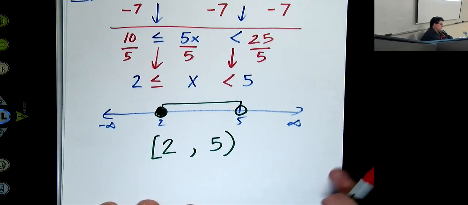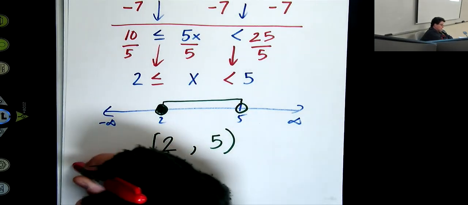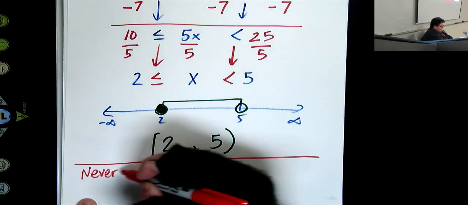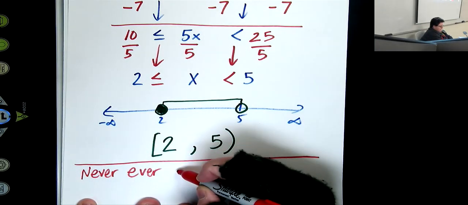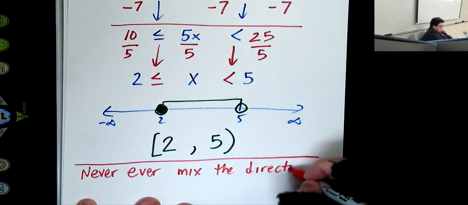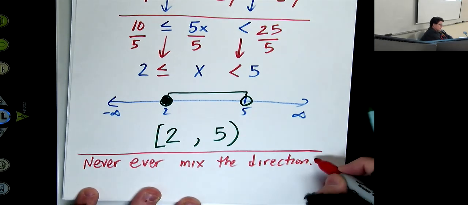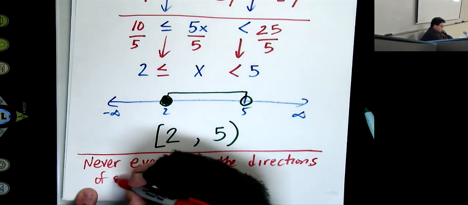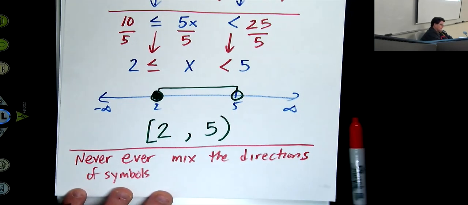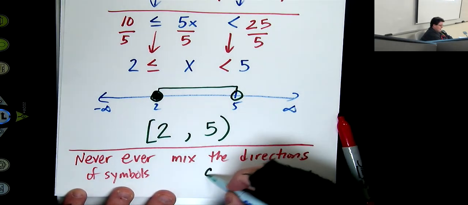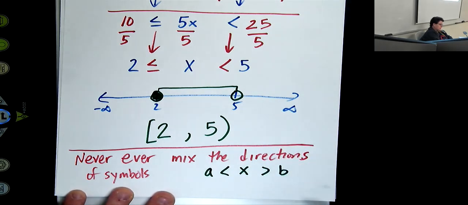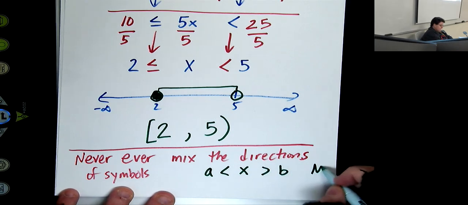This leads to one important rule to note. Never, ever, ever mix the directions of the symbols. So do not have a is less than x, which is greater than b. Don't do that. That's a no. Bad dog.